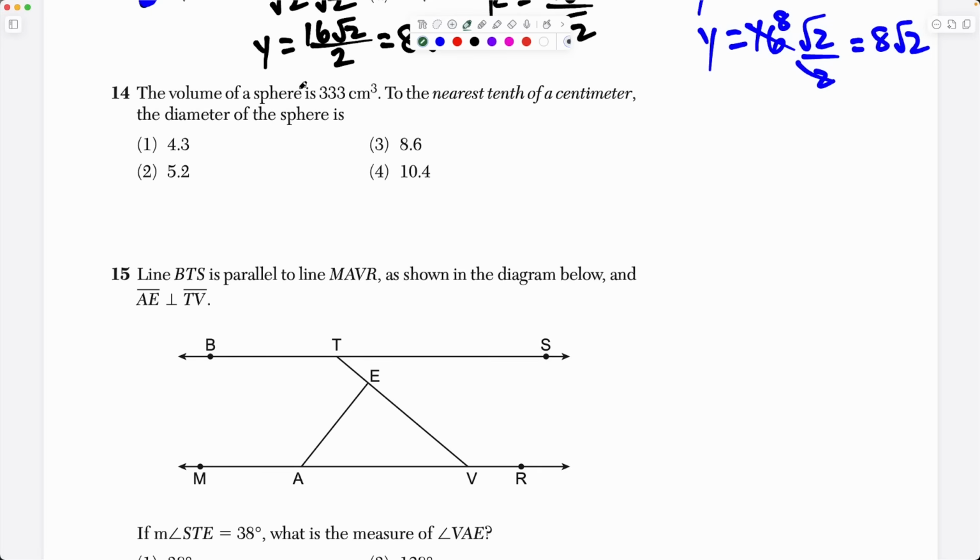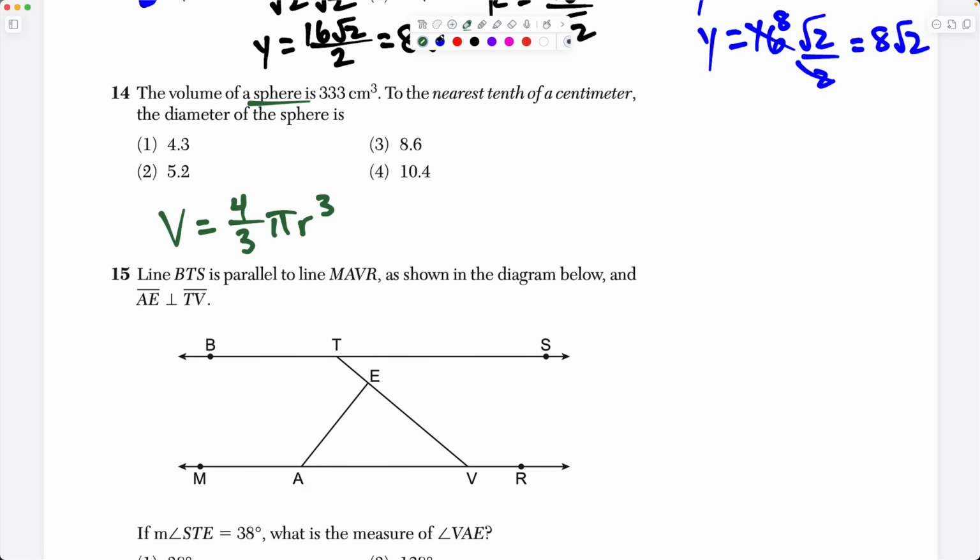Question 14, the volume of a sphere is 333 cubic centimeters. To the nearest tenth of a centimeter, the diameter of the sphere is, and we have these 4 options to choose from. So the first thing we should do is go to the back of the Regents and get this formula. Volume equals 4/3 pi r cubed. And this is the formula for the volume of a sphere.